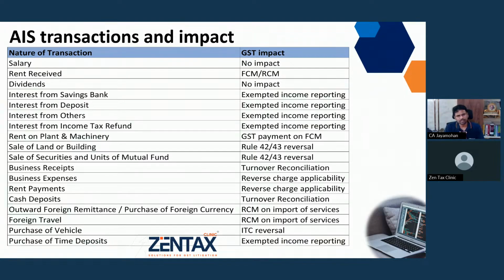There are also certain transactions like outward foreign remittance. Outward foreign remittance might be termed as an import of services. Then you have the rent payment transactions. These kinds of transactions you can very well check and verify later. So these are the two important aspects regarding sale of immovable property and sale of securities I wanted to share with you.